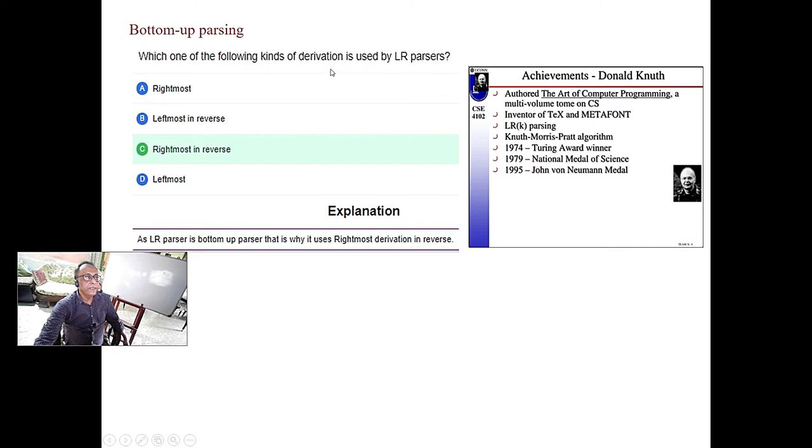Which of the following is used by an LR parser? Rightmost derivation in reverse. Please remember this. One of the great computer scientists who invented it is Donald Knuth, and he developed LR parsing, I think, in the 1960s.